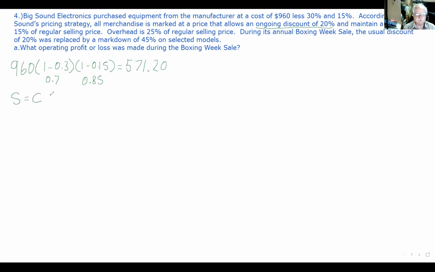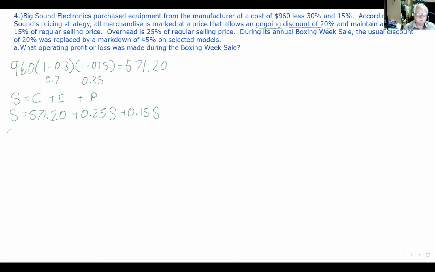S equals C plus E plus P. We now know their cost was $571.20. Their overhead is 25% of the regular selling price, so 0.25 S, and their profit is 15%, so 0.15 S.